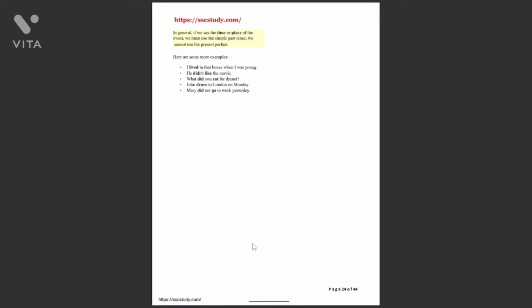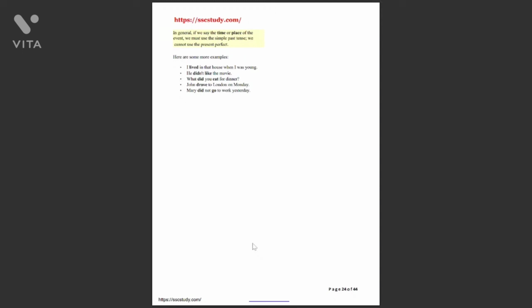Generally, if we talk about a time or place, we must use the simple past tense. We cannot use the present perfect. If you are talking about something done one hour before, then also we have to use the simple past tense only. Here are a few more examples.